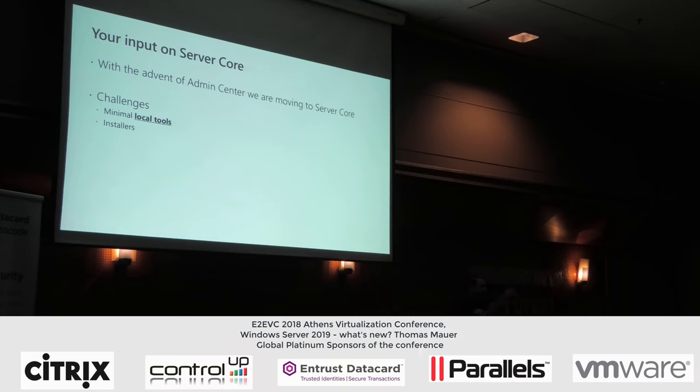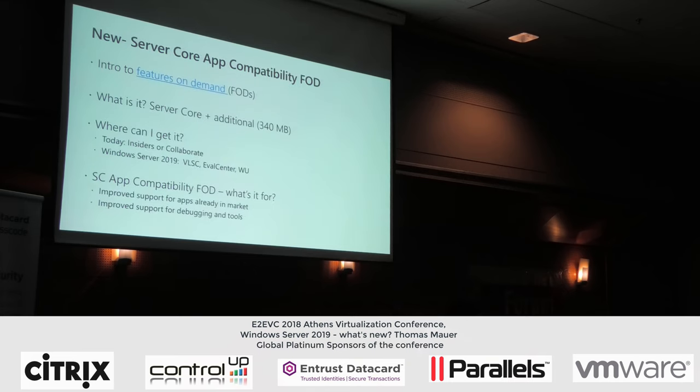One step was bringing Windows Admin Center, which allows you to manage Server Cores as well. But still, you have some core servers where you need some local-only tools, right? So with Feature on Demand, you're basically able to add features to it. For example, you can add those local tools, Device Manager and things like that, to your Server Core. And you can also add Internet Explorer to your Server Core. So don't do that, by the way, if you don't need it.